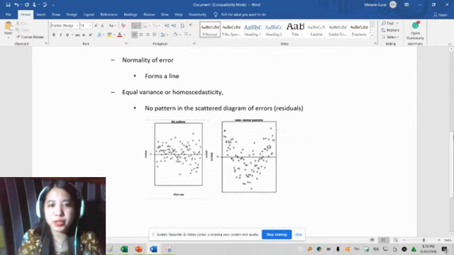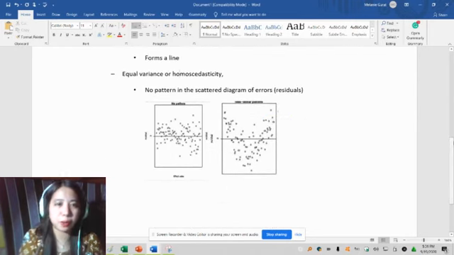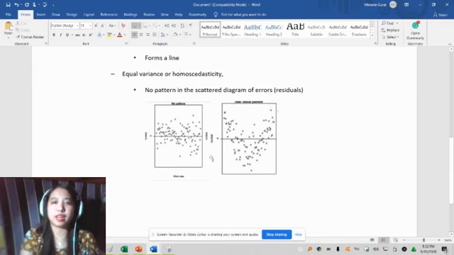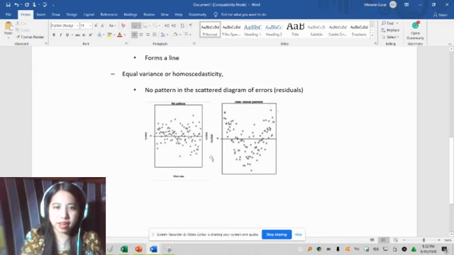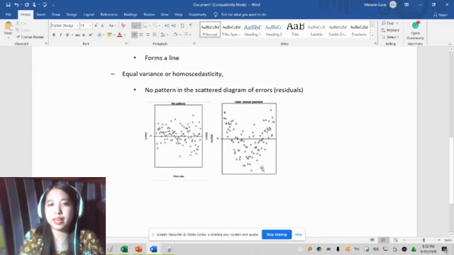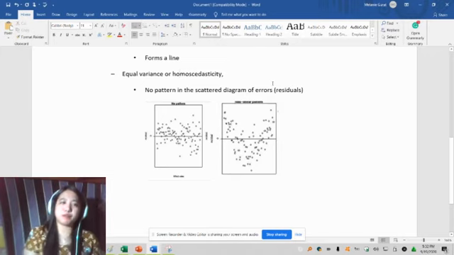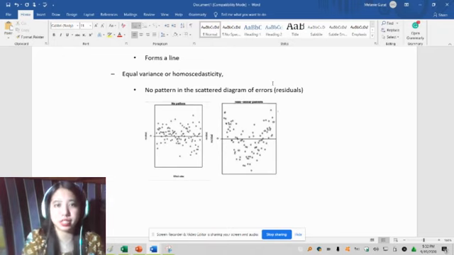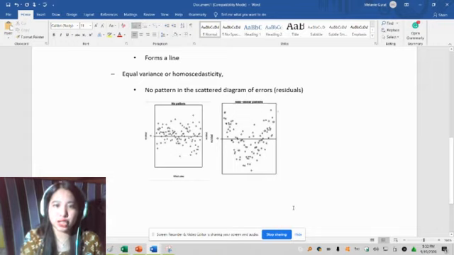For equal variance or homoscedasticity, again, if we draw a line here, there is no pattern in the scatter diagram of errors. While here, there is a pattern again, a U shape. So that's for the assumptions. What you need to do is to check first for the assumptions before using the linear regression model.